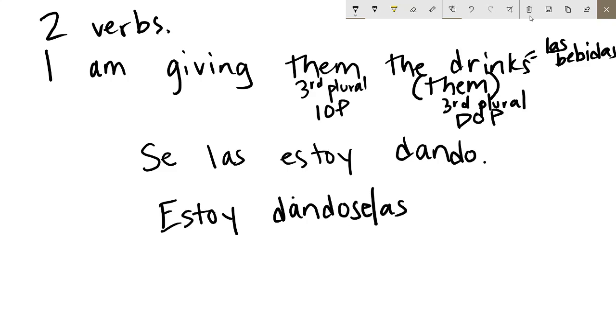Dándoselas. So again, you want to have that accent to keep the original stress. Typically in Spanish, when you give something to someone, you would use entregar, but that is just the verb I have been using in this example. So again, two verbs, two ways. You can put the object pronouns before the first verb, or you can tack them on the end of the second.